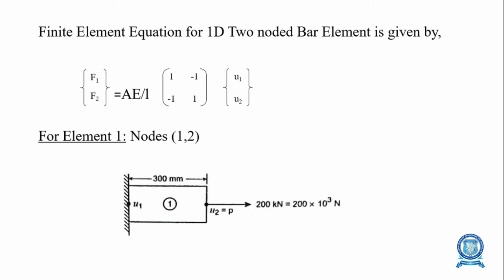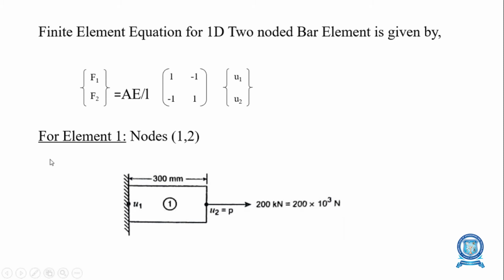So now we are going into the problem. The formula for the finite element equation for a one-dimensional two-noded bar element is: vector of F1, F2 is equal to AE by L times the matrix of 1, -1, -1, 1 times the vector of U1, U2. This is the general finite element equation for the one-dimensional two-noded bar element.